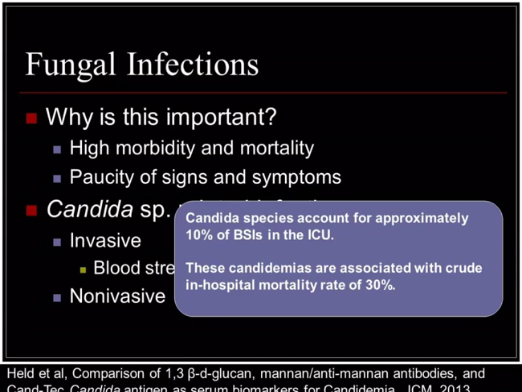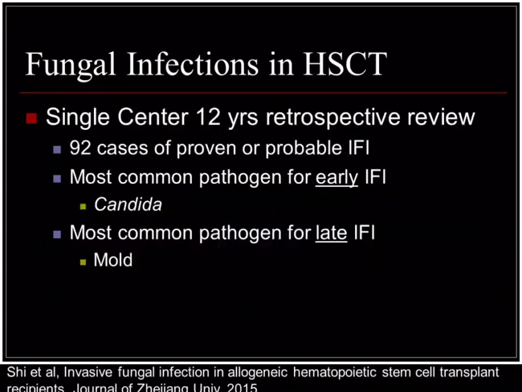Candida species related infections can be invasive, like bloodstream infections, or non-invasive, like thrush, or Candida on your skin. Candida species account for approximately 10% of bloodstream infections in the ICU. These candidemias have an attributable in-hospital mortality rate of 30%, so pretty significant.